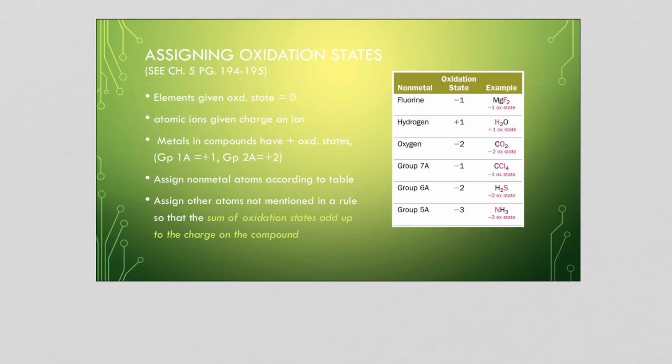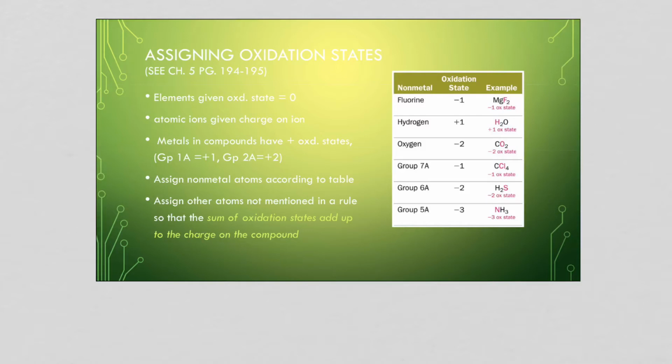Now, within compounds, we have some rules for assigning oxidation states as well. For metals within compounds, if it is a group 1 metal, then we assign it a positive 1 oxidation state. If it's a group 2 metal, we assign it a positive 2 oxidation state. You'll start to see a theme here: a lot of these oxidation states are the same as the common charges these elements would take on if they were to form an ionic compound.